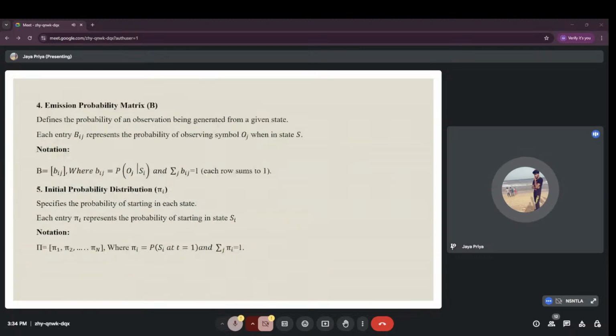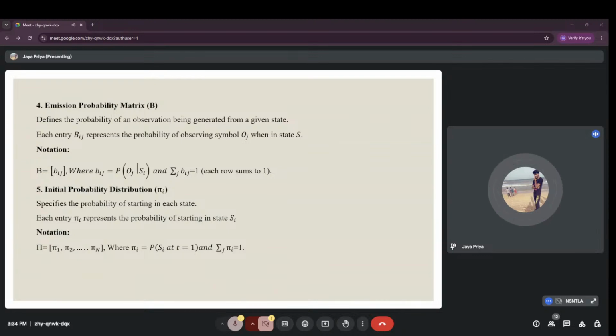The next component, the emission probability matrix, is denoted by capital B. It gives the probability of an observation being generated from a given state. Each entry Bij represents the probability of observing symbol Oj when in state Si.